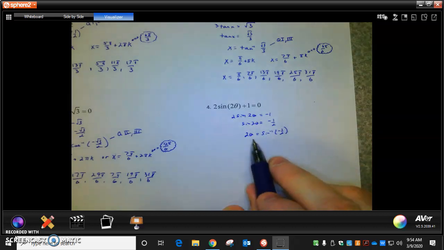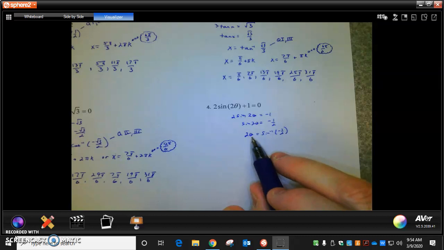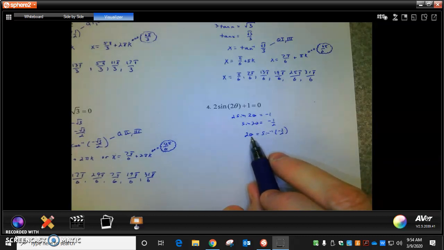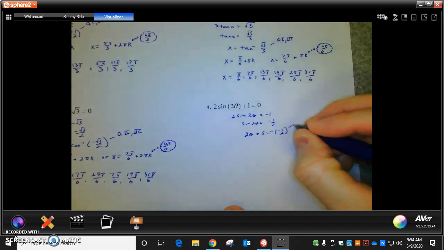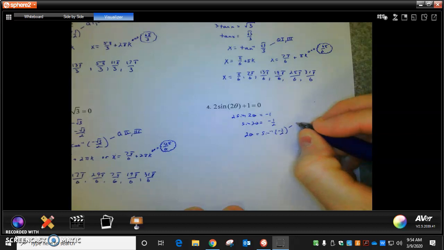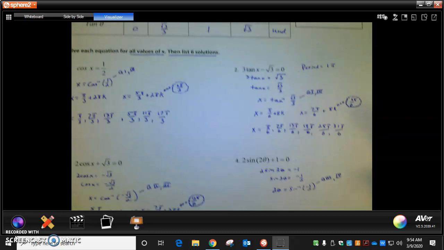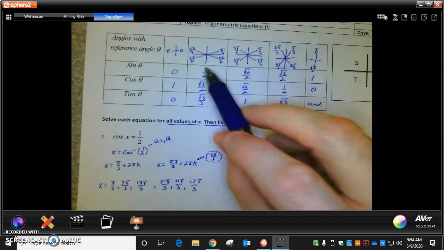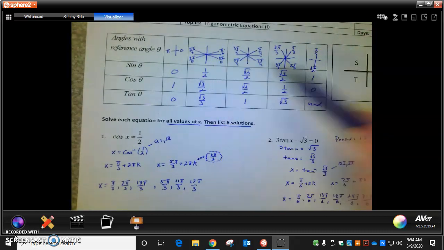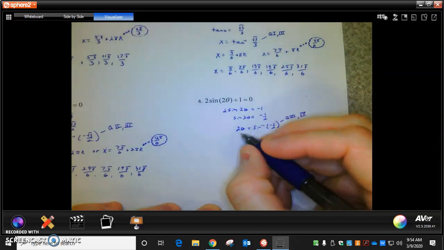Now, we have not solved for our answer yet. This one uses theta, the other one used x. It doesn't matter, it's still a variable. Now, I haven't solved yet, but I need to stop what I'm doing. I need to go to my chart, and I need to find the two angles that have a sine value of negative 1/2. So these are going to be in quadrants 3 and 4. If I look at my chart, there's 1/2. There's 3 and 4, so 7π/6 and 11π/6. Those are my solutions. Now, we're not done yet.